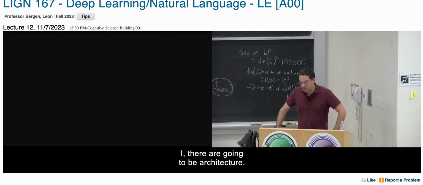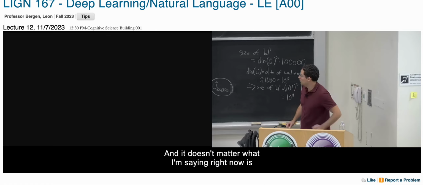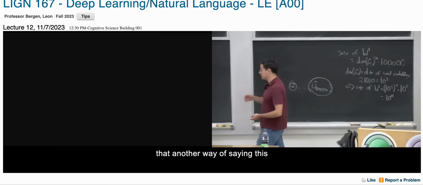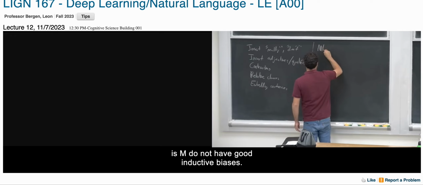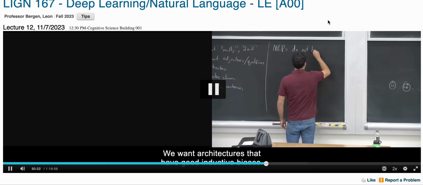I think there are going to be architectures where the future basically looks like every word position having its own set of weights, and it doesn't matter. Because what I'm saying right now is that MLPs do not have good inductive biases. We want architectures that have good inductive biases.